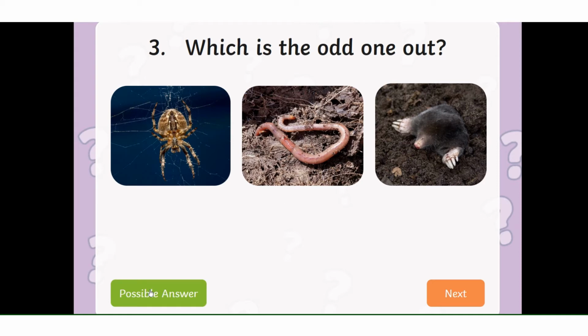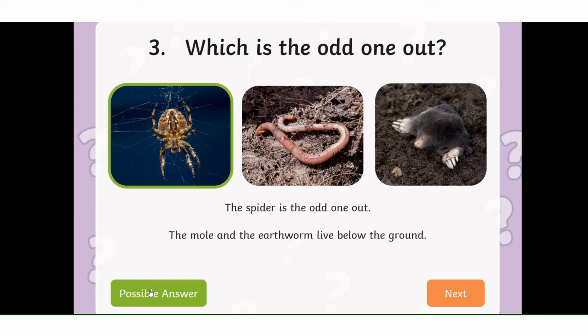Let's see. This says the spider is the odd one out. And they've chosen the spider because the mole and the worm live below the ground. So that was a sensible answer. But I think my answer about a worm not having any legs is sensible too. This is a bit tricky.